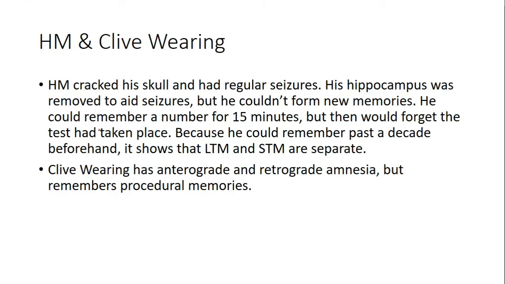Right. Clive Wearing had something called viral encephalitis, and he got anterograde and retrograde amnesia. Anterograde is about not being able to form new long-term memories after the event, and retrograde is about not being able to remember before the event. So if you have a car crash, retrograde would refer to before the car crash, anterograde after the car crash.